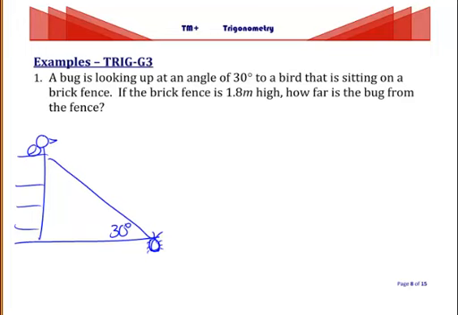and the brick fence is 1.8 metres high. We're going to assume that the brick fence is at right angles with the ground. We're going to assume our ground is flat. And what we need to find is how far the bug is from the fence. So X. Label our triangle.